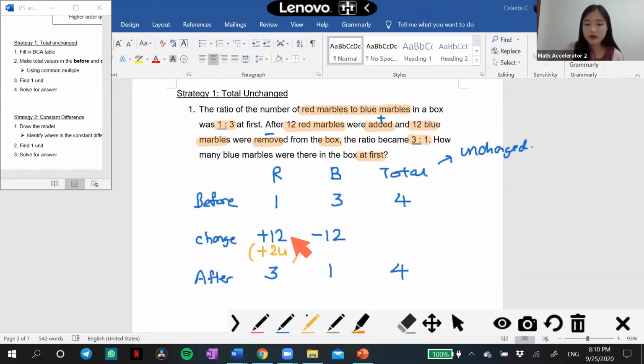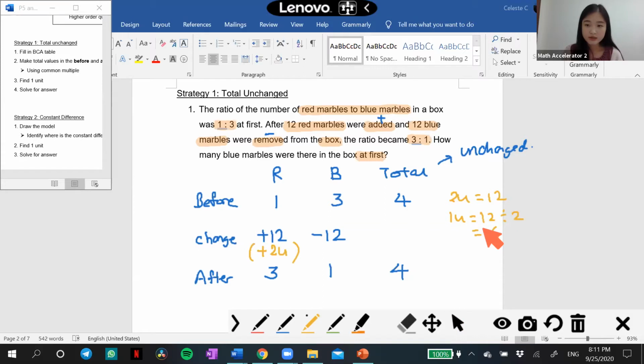So what does this tell us about the 12? Yes, I see a lot of you giving me the answer already. 2 units equals to 12. If you add 12, it must mean you're adding 2 units. And 2 units is equals to 12. Right, so find 1 unit. 12 divided by 2, which is 6.